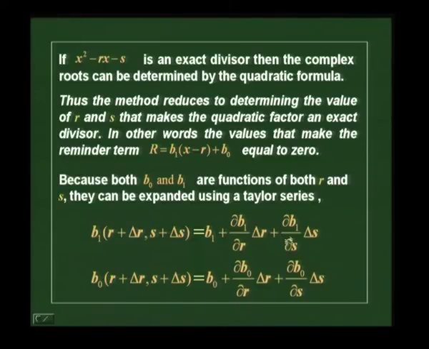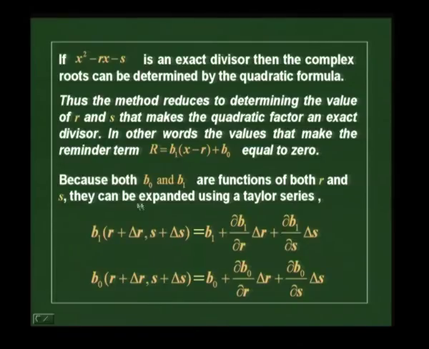So, remember the idea here is that if you are choosing the correct r and s, b1 and b0 should be 0. But if they are not 0, I should be able to go around the values r and s I have chosen, such that I go to b1 and b0 equal to 0. So, that is what I am trying to do here. I am changing r by delta r and s by delta s. So, the new values are r plus delta r and s plus delta s.